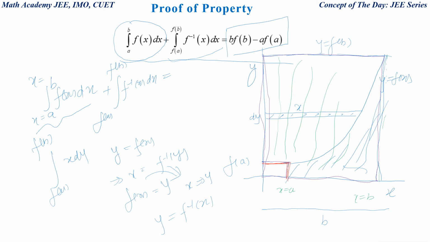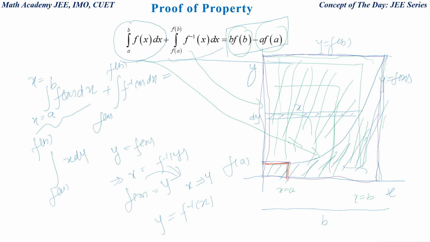The concept is that we equate the sum of areas in the form of integrals to the form of products of lengths. This integral represents the area of this region, and this integral represents the area of this region. This represents the area of the whole rectangle, this represents the area of the smaller rectangle, and the minus of this one represents the area of this region. So this is the proof of this property. I hope you understand the proof of this property.